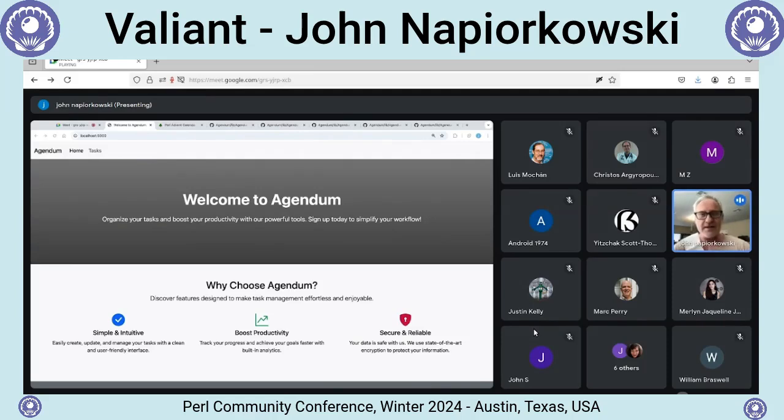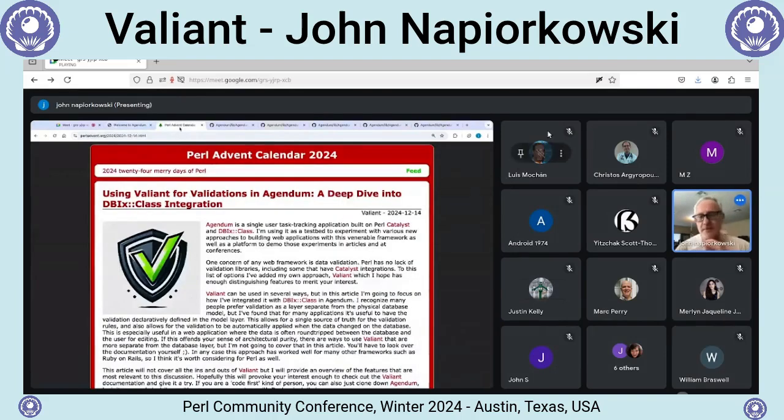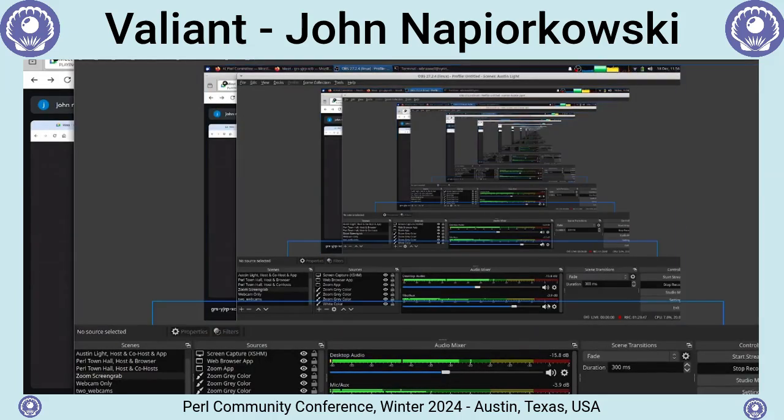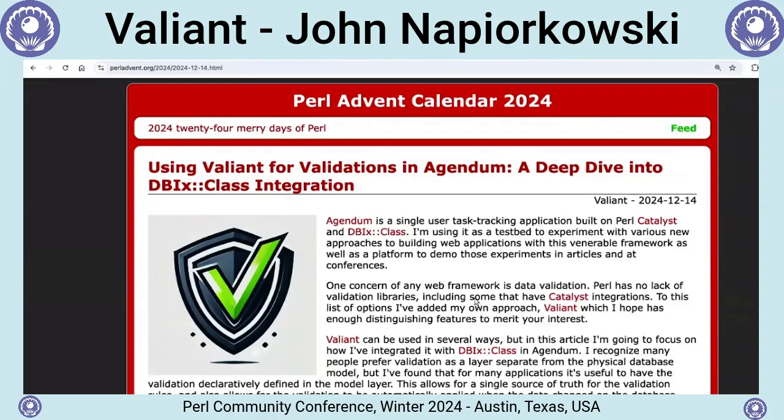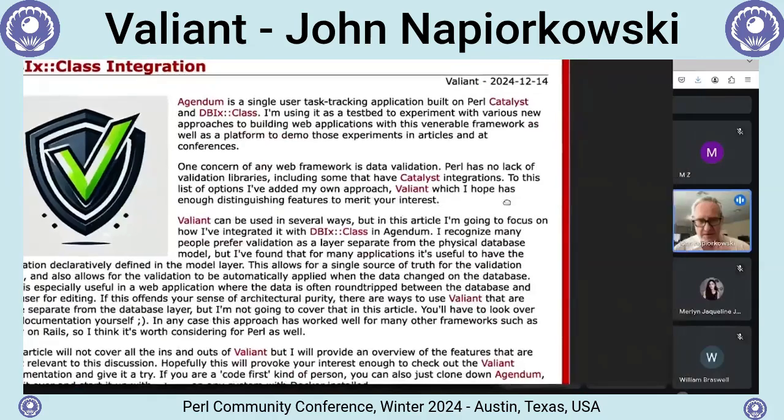A little change up. In this presentation, I'm going to be talking a little bit more about classic web development stuff. Very recently, I did a blog for Perl Advent, which was on my Valiant validations library, about how I'm using Valiant validations with DBIx::Class. And I got a lot of great and useful feedback, including a number of emails. And I thank everybody who gave me feedback.